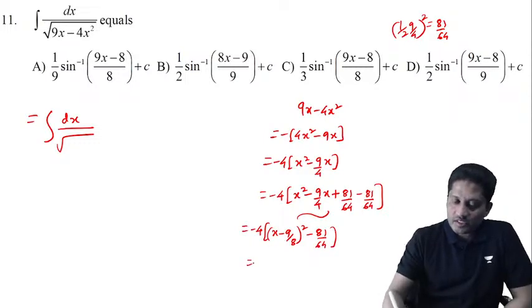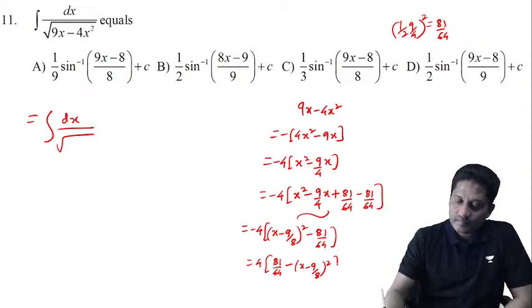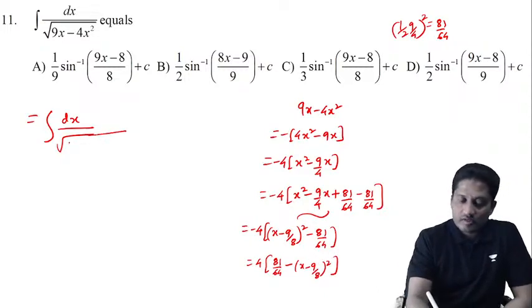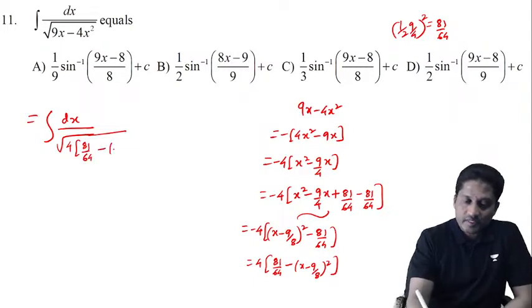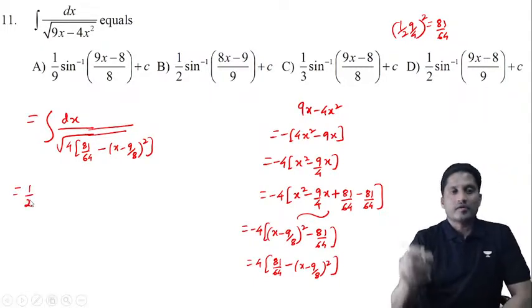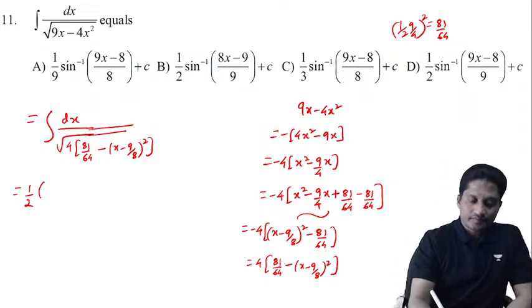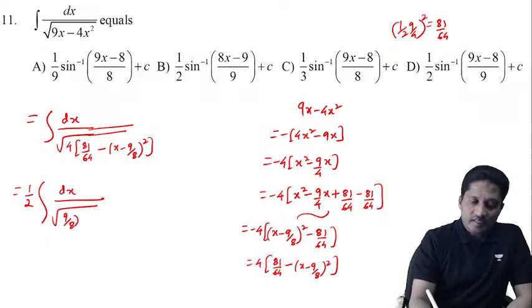If you interchange, minus will become plus. This is 81 by 64 minus x minus 9 by 8 the whole square. Now if I substitute, this is equal to 4 into 81 by 64 minus x minus 9 by 8 the whole square, and then dx. I'm going to take the root. 4 is under the root, right? Take it out, it becomes 2. Integration dx divided by root of 81 by 64, which can be written as 9 by 8 the whole square, minus x minus 9 by 8 the whole square.